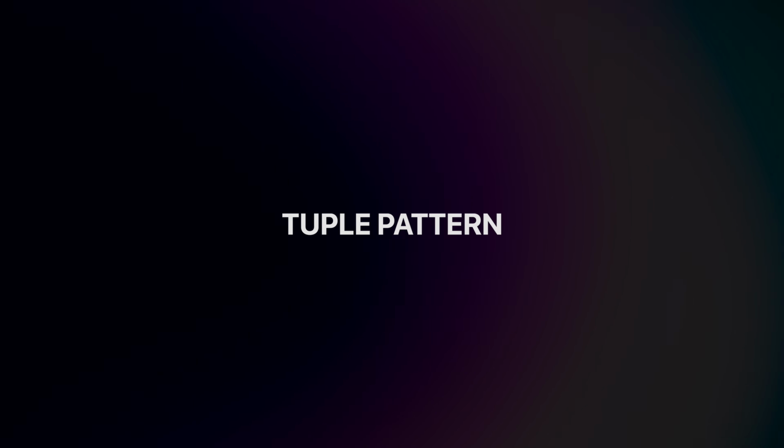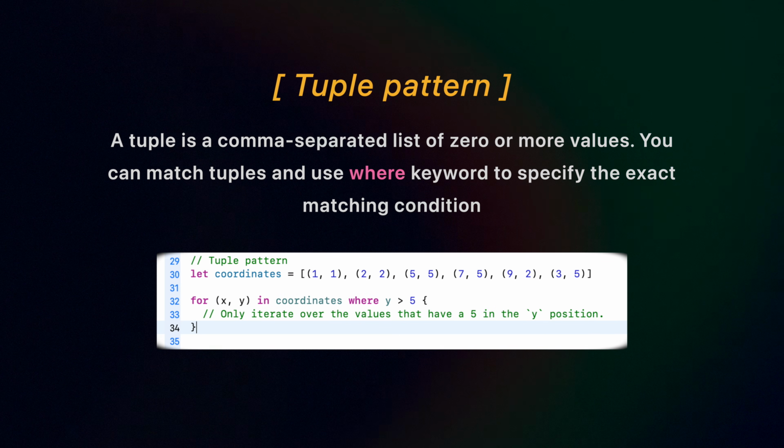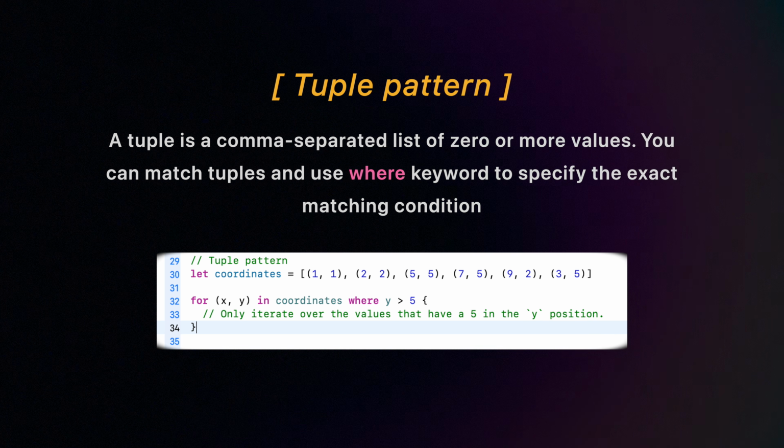Tuple pattern. A tuple is a comma-separated list of 0 or more values. You can match tuples and use the where keyword to specify the exact matching condition.